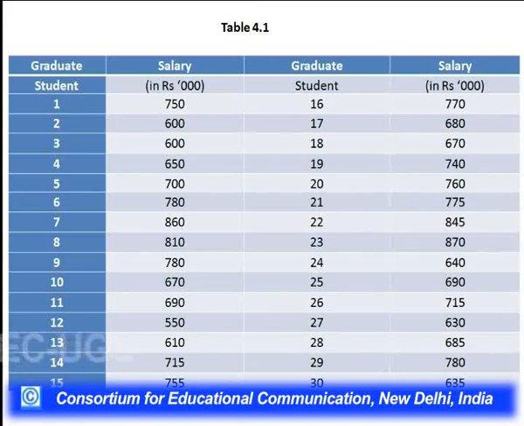The second is for salary. The third is for graduate and the fourth is for salary. This particular table shows us the graduate students who have been passed from that B school. They graduated and what is the salary.